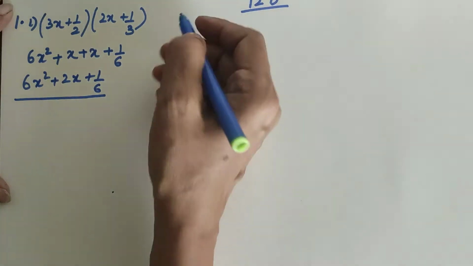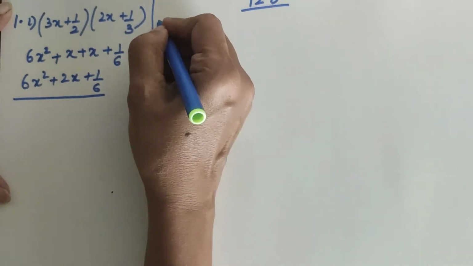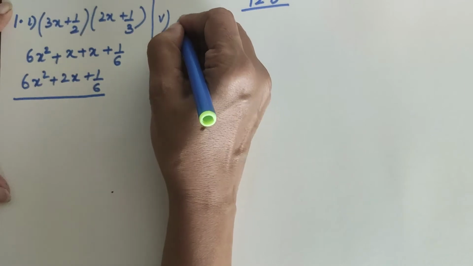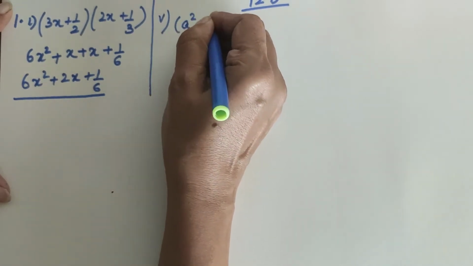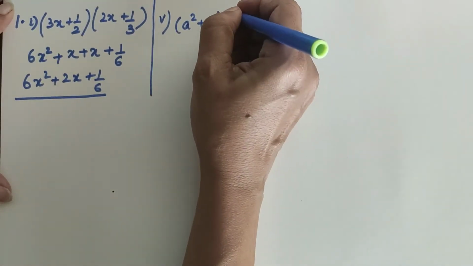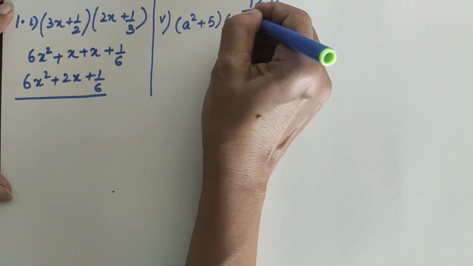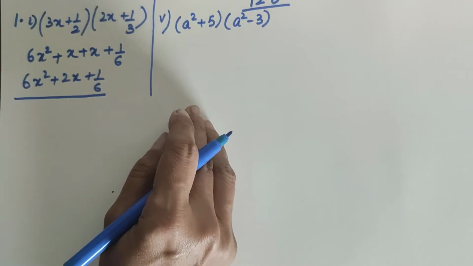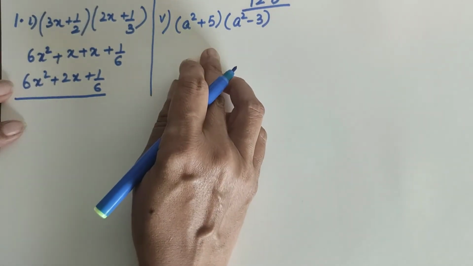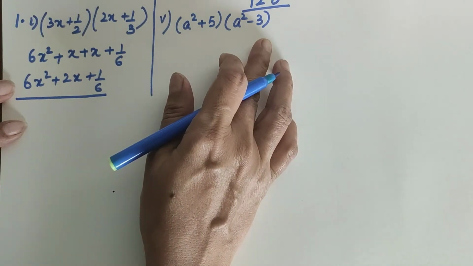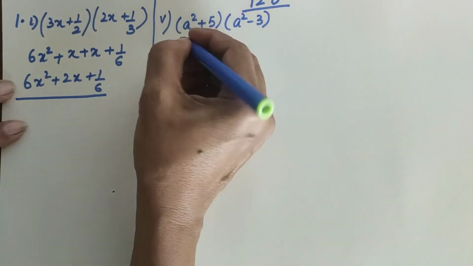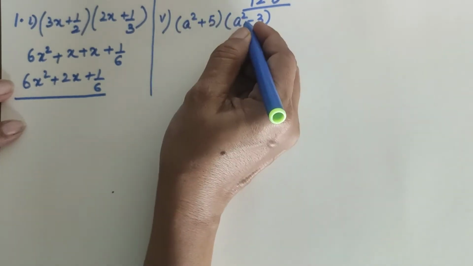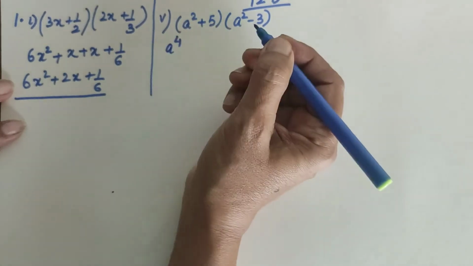I will do part 5 of this. Part 5 says a square plus 5, a square minus 3, which you can say is x plus a and x minus b. So when I open the bracket or directly multiply, my answer should be a square into a square, which gives me a to the power 4.